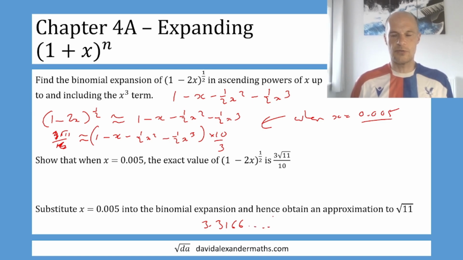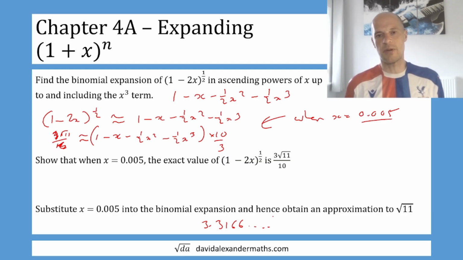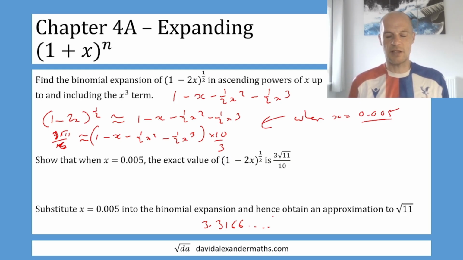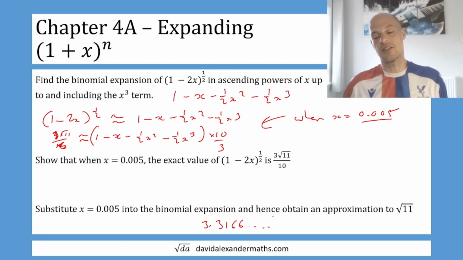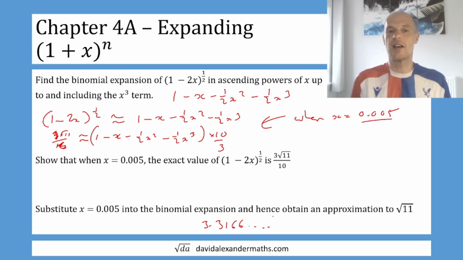3.3166 to 4 decimal places. I can test my answer. What is the square root of 11? It should be fairly close to 3.3166, and I'm getting 3.3166. Maybe I should have looked at some decimal places beyond that, but we can see it has worked. So we can always test our answer. Is what we're doing here, does it actually work out to what the decimal equivalent of root 11 is? And in this case, we got it pretty much bang on. So we know I've definitely got the question right.